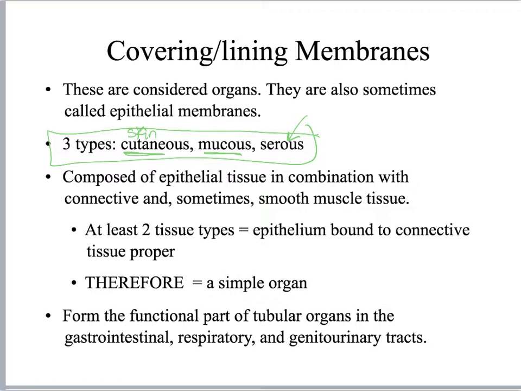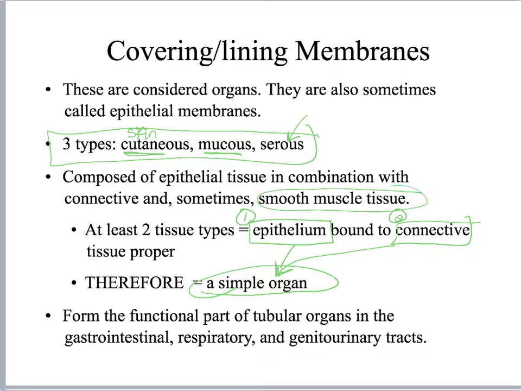They are always going to consist of two tissue types. One, epithelium, two, connective. Because of that, they are considered a simple organ. When you have two tissues working together, they are a simple organ, okay? Now these tend to line structures, the outside of the body, the outside of an organ, the inside of a wall, the inside of a tube, all right? That's where you're gonna be finding all of these things. Sometimes we're gonna add a third layer in of smooth muscle, but not always.